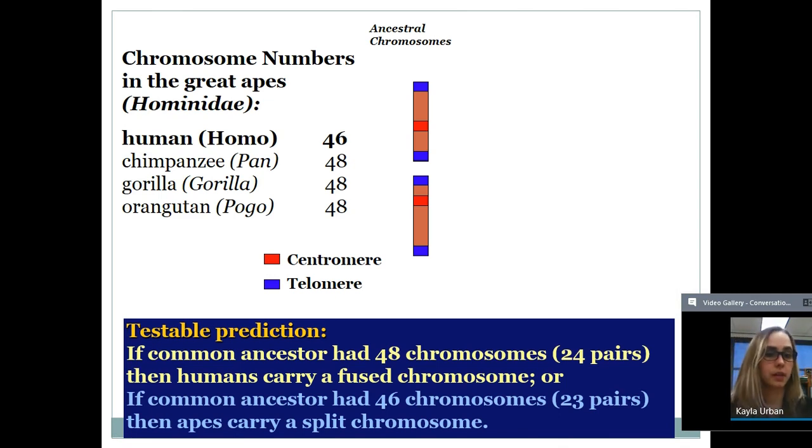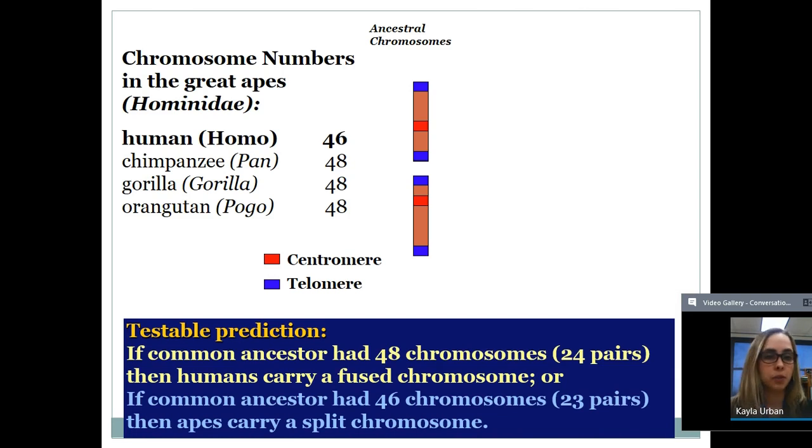One, if the common ancestor of both the great apes and humans had 48 chromosomes, or 24 pairs, then humans carry a fused chromosome, where 2 of them joined and became 1, some sort of evidence of a fused chromosome. Or if the common ancestor had 46 chromosomes, or 23 pairs like humans, then apes would carry a split chromosome, one that divided and became 2.